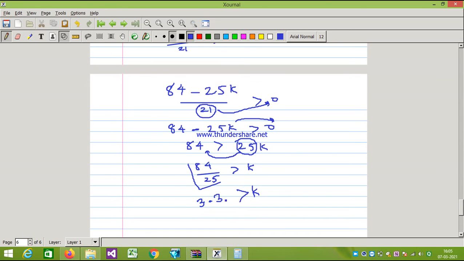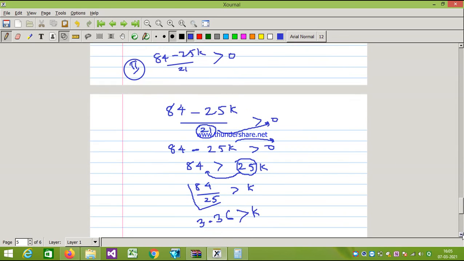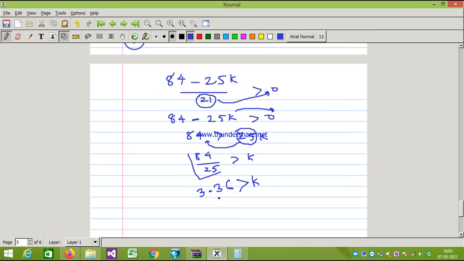So what do we conclude from here? See, initially we get two inequalities. This is the first and this is the second. In the first, k should be greater than 0, and here k should be less than 3.36. That means we conclude 0 is less than k is less than 3.36, right? So we get the range of k. k should be in between that. Only when k is in between that, the system will be stable.